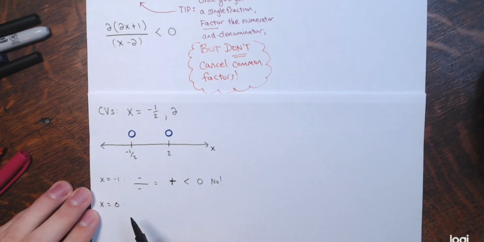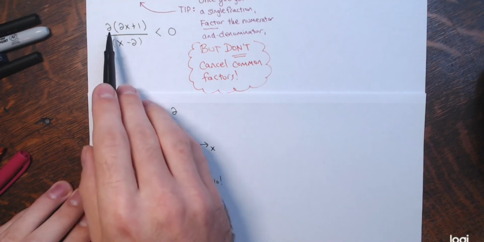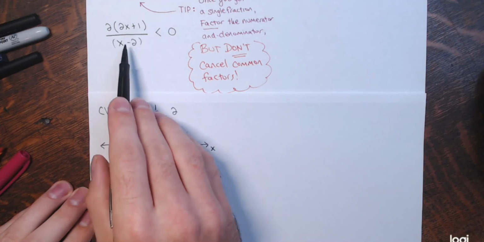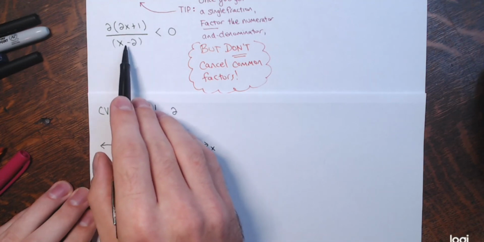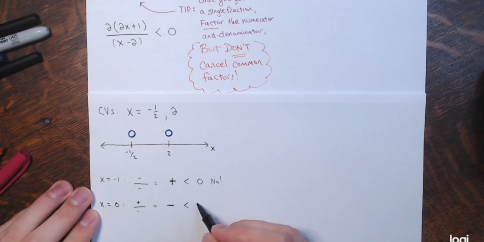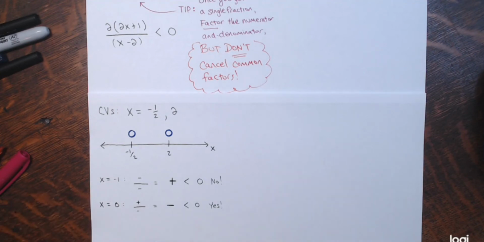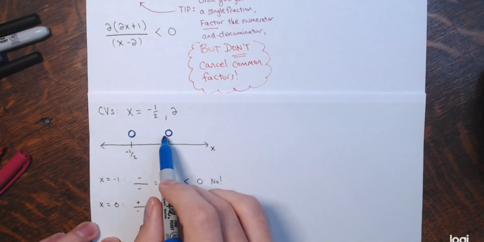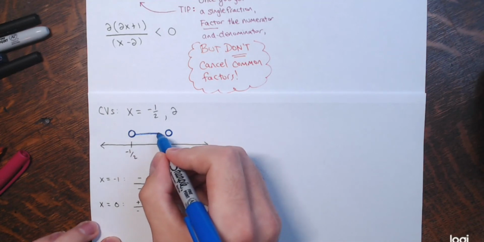I'll use that. If I plug in 0, you'd have 2 times 1, a positive numerator, and then 0 minus 2, a negative denominator. So a positive numerator, a negative denominator, so you'd have a negative number on the left is less than 0. Is a negative number less than 0? Yes, it is. So this interval between negative 1/2 and positive 2 has solutions, and I'll mark that off.